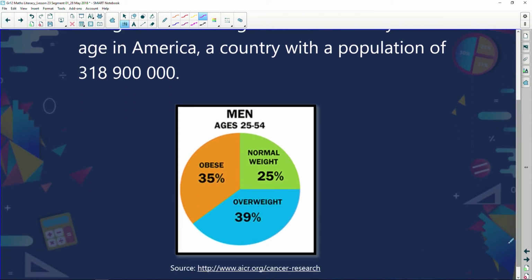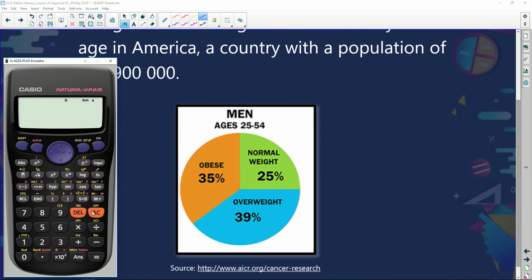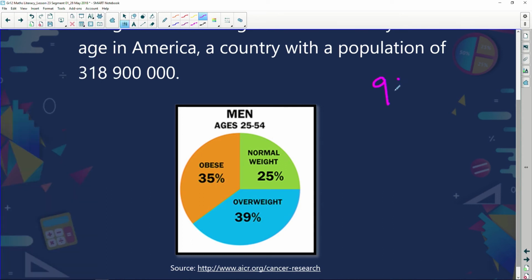Normal weight is 25%, which means there should be 75% left over. Now, I want to bring something to your attention. Do you agree that this should all add up to 100%? Because percentages add to 100. Now, I'm going to show you something interesting, and it's not a question, but it could well be a question in a final exam. 35% plus 25% plus 39%, and it gives you 99%, not 100%. Why, people? I'll tell you.